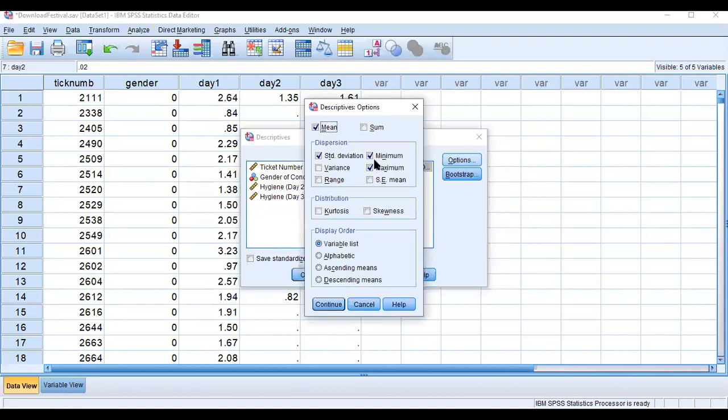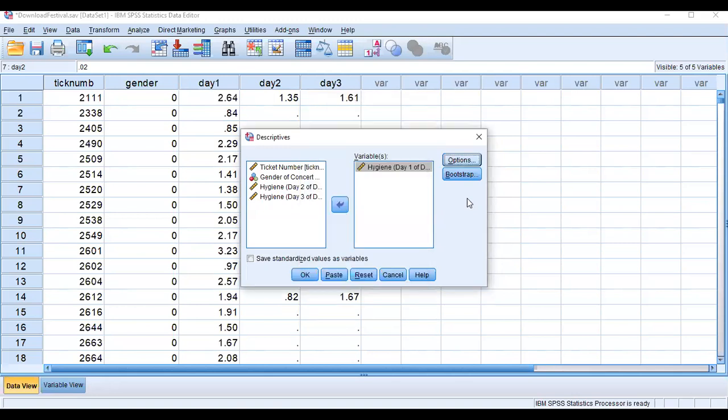in descriptive statistics, because descriptive statistics can be done in many ways in SPSS. Mean, standard deviation, minimum, maximum, variance, range, standard error, kurtosis, skewness. So we can do it this way, or there is another option also. Now this is our output.